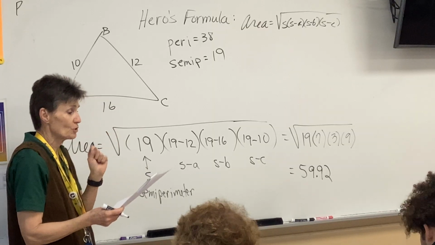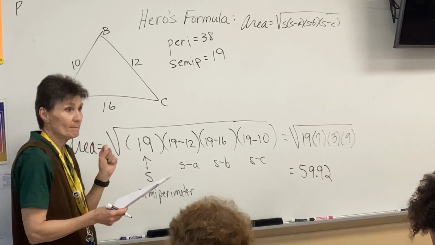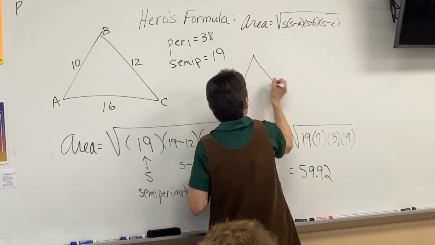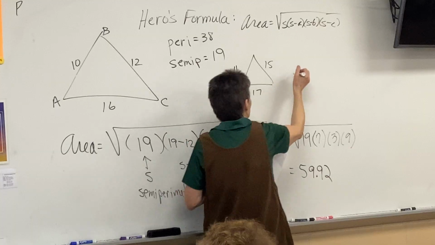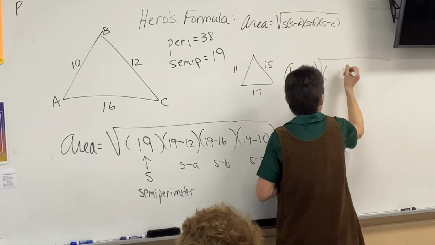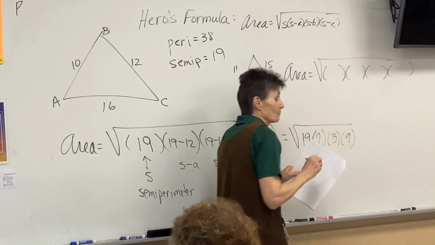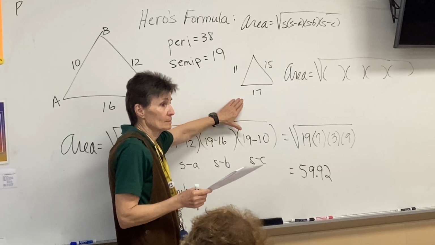Problems on the page that would be a Hero's formula type problem. D. All right, so let's do D. There's 11, 17, 15. So area is going to be a big radical. We're going to have 4 numbers underneath it. This is problem D.